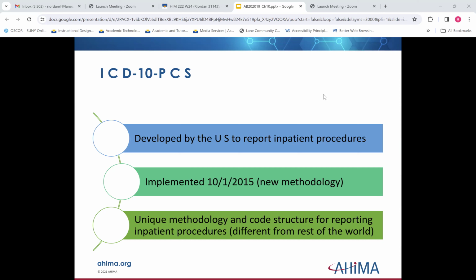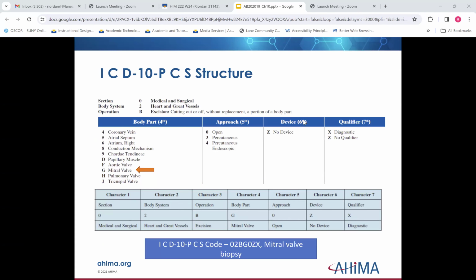PCS was developed by the US to report all the inpatient procedures. It was implemented October 1st, 2015, and it's different from the rest of the world. We do different procedures, we have different code structures, and what have you that are different from the rest of the world. So ICD-10 PCS is unique to the United States of America. And again, for those of you who have taken ICD-10 PCS courses, this will be familiar.